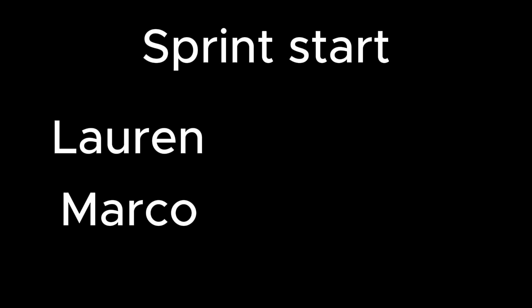Hello and welcome to this vlog on skill and capacity for speed and agility, where we're going to look at two athletes, Lauren and Marco, who show skill and capacity issues. In particular, we're going to analyze a sprint start and a 90-degree turn. We're going to start with the sprint start.